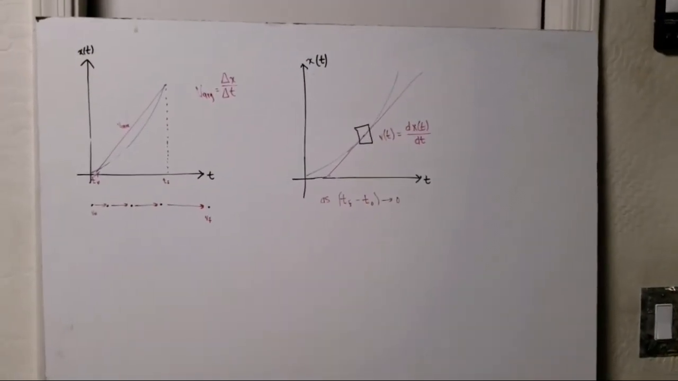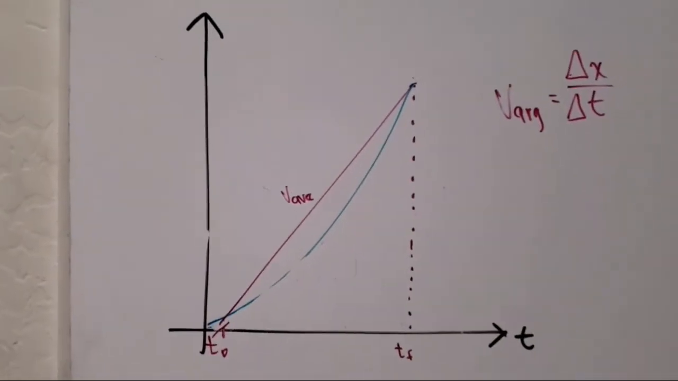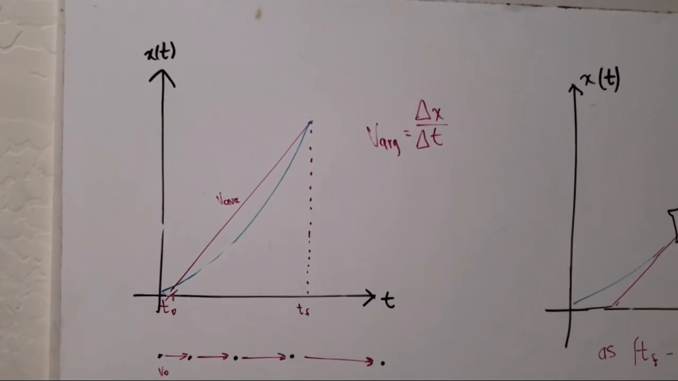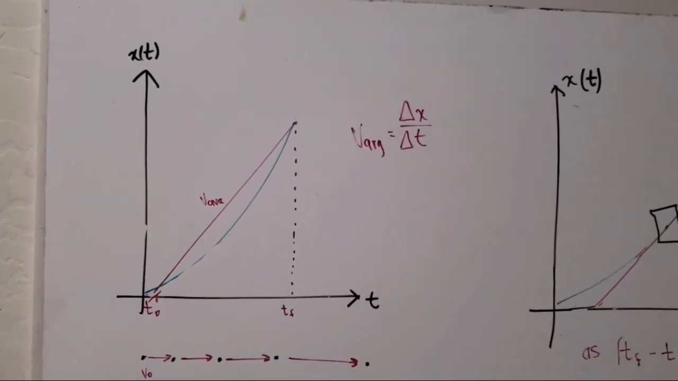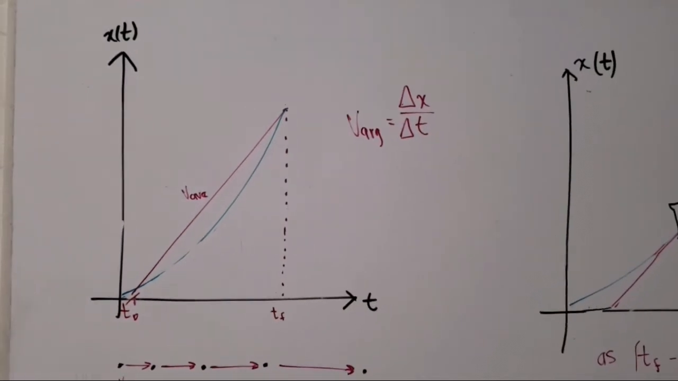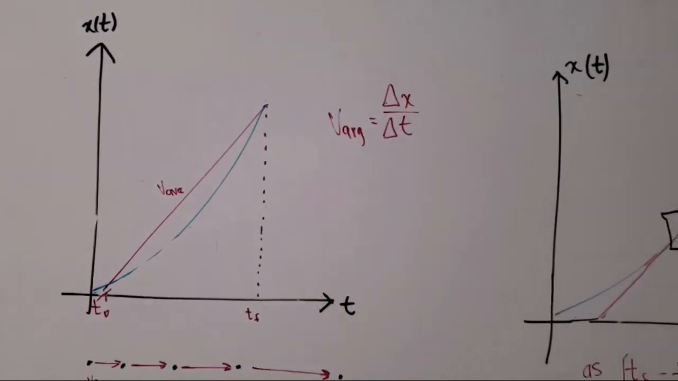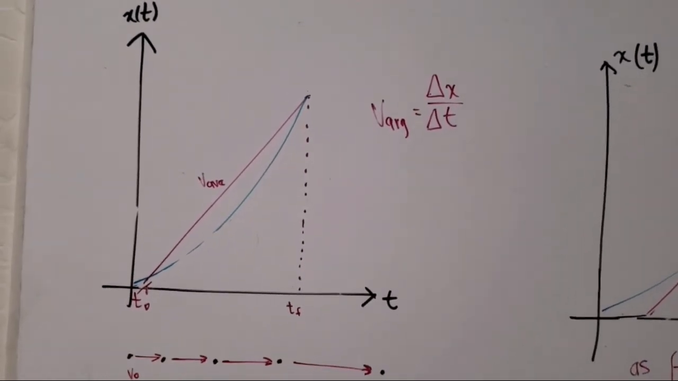Okay, so you can see I have two graphs drawn here. Let's take a look at this one on the left. You can see that this is a position graph because on the y-axis it says x of t. That means change in position, and over time is on the x-axis.